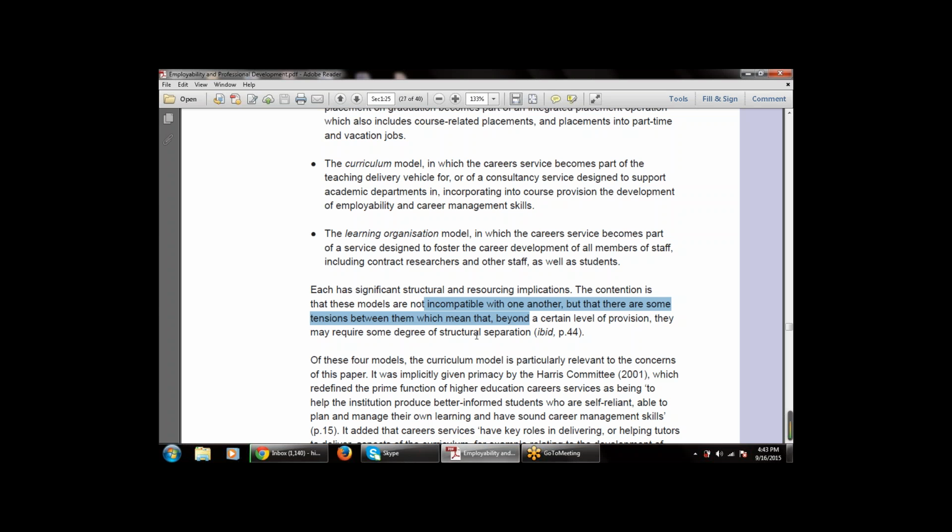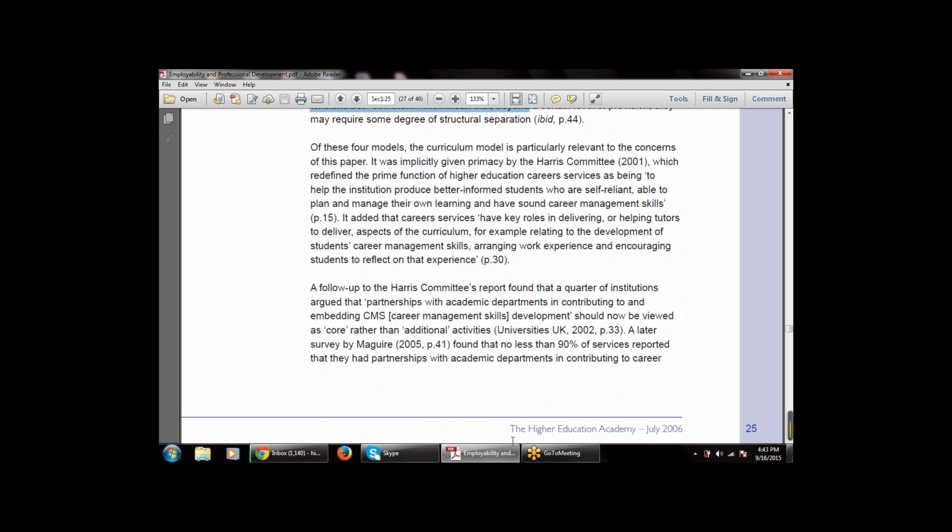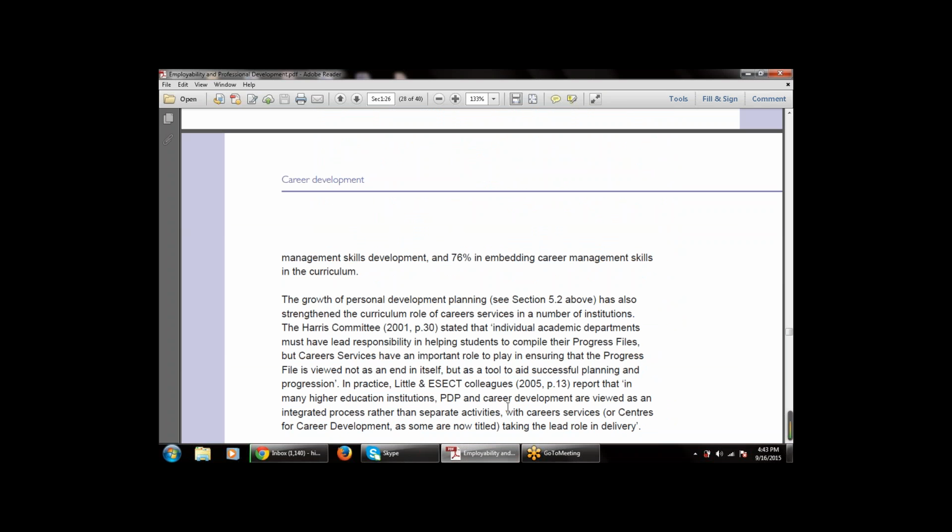Out of these models, the curriculum model is a very good and relevant model, available with career development and management, employability and the career development strategy. It will be used with career services to help the institution produce students who are self-reliant and academically reliant. The growth of PDP, personal development planning, has also strengthened the curriculum role of career services.